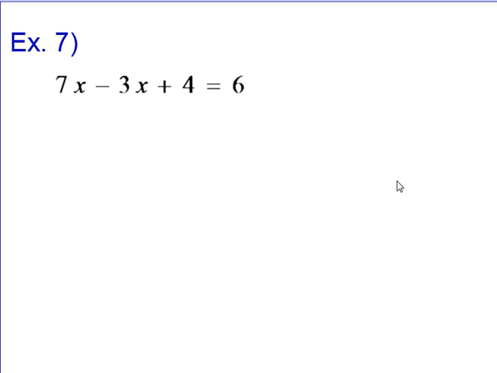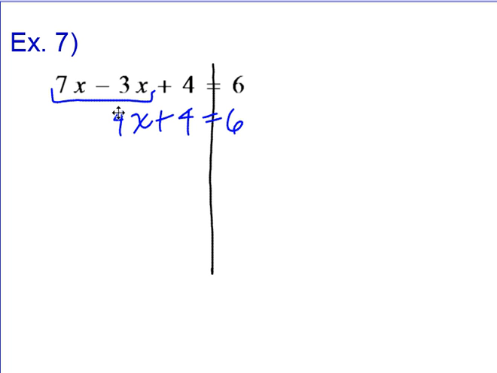So let's take a look here at this problem. I have 7x minus 3x plus 4 equals 6. So on this problem, we have to combine some terms that are alike on the side. Here we have 7x minus 3x. We know that to be 4x. And then we bring down the rest of our terms. So now we have 4x plus 4 equals 6.